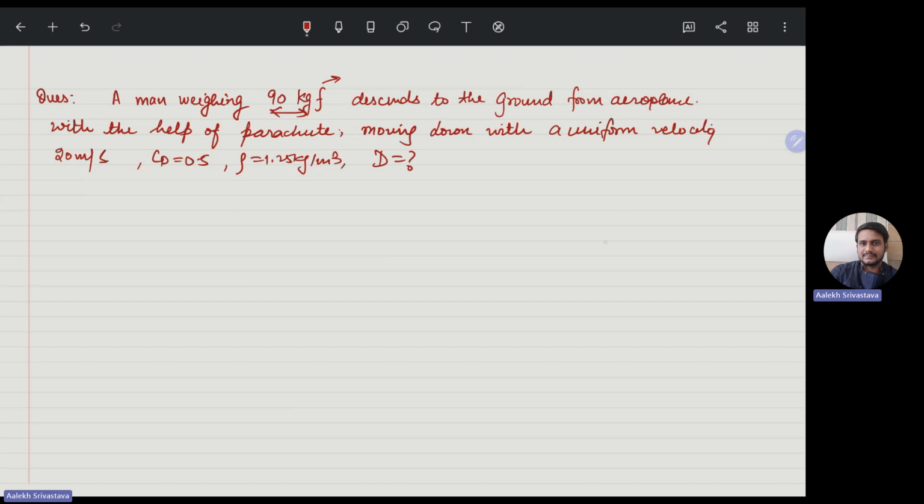So suppose it is like this. We have a parachute and a man, and he is connected to this parachute. Now this is the weight of the man, 90 into 9.81 Newton. Because of the air, a drag force will be exerted in the upward direction, and he is going down with 20 meter per second, so the air goes up at 20 meter per second.